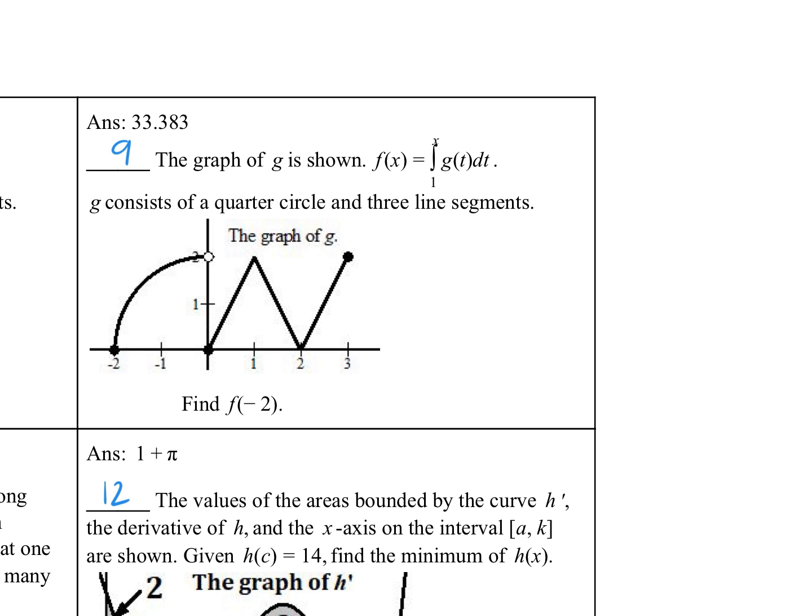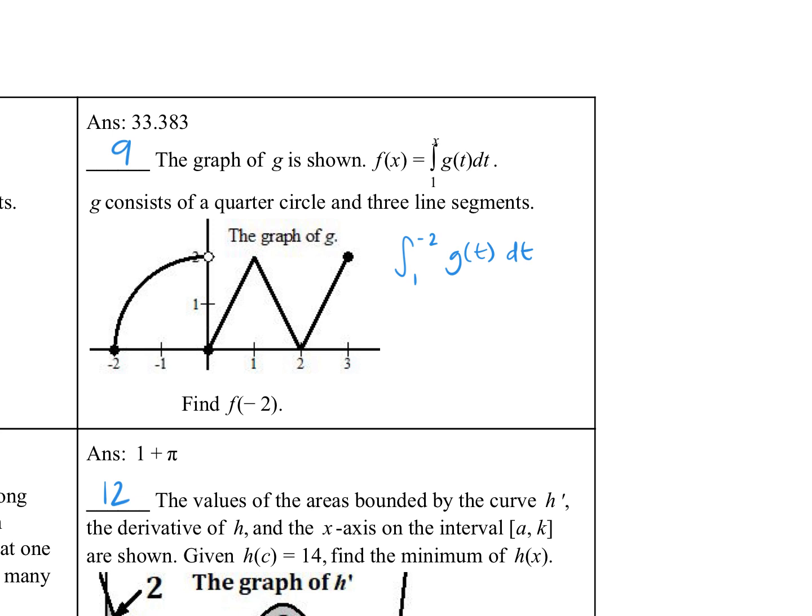Number 9 here, we've got a graph of g, where f of x is equal to the integral from 1 to x of g of t. G consists of a quarter circle and 3 line segments. Find f of -2. So if I want to find f of -2, I'm looking at from 1 to -2 of g of t dt.